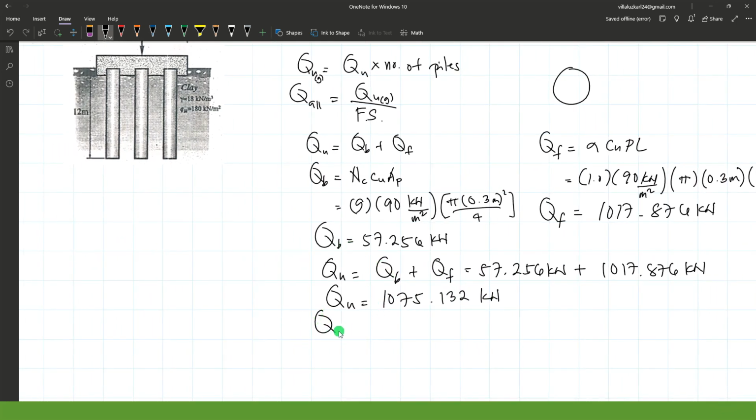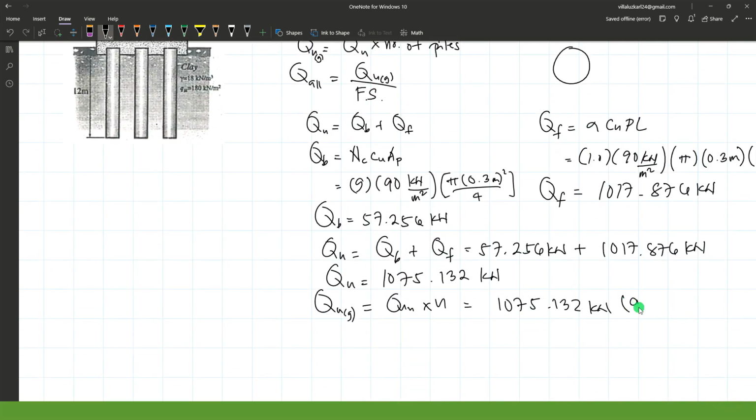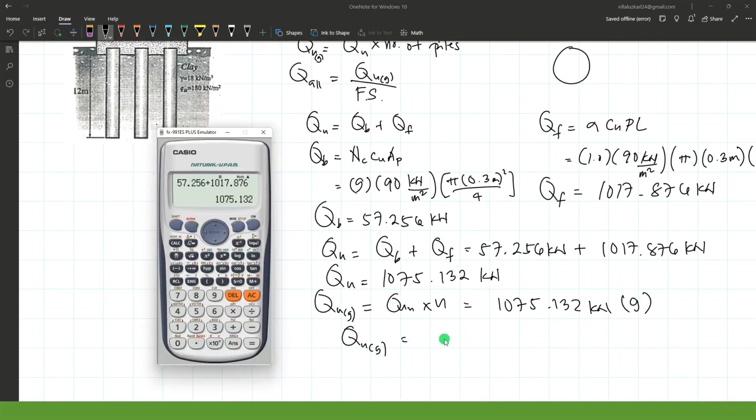So for a group of piles acting as individual piles, we just multiply this by the number of piles. So 1075.132 kilonewtons multiplied by 9 piles. So this will be your equivalent capacity of this group of piles.